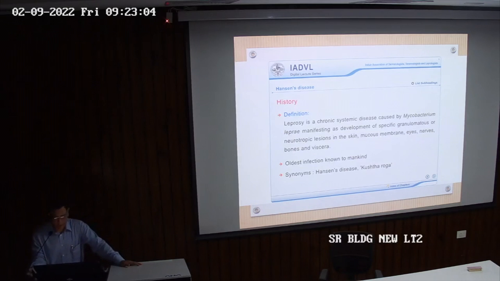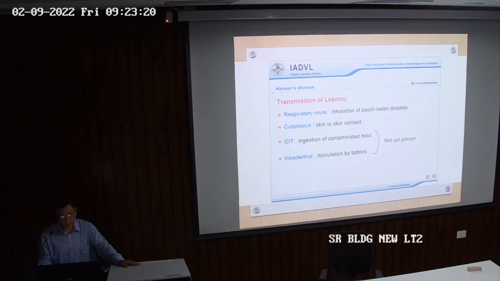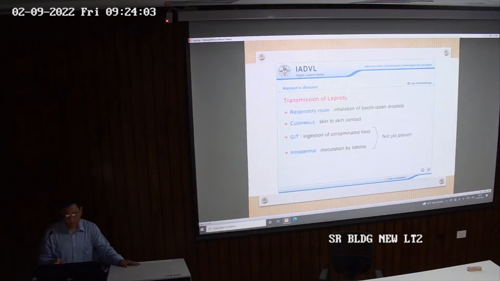So oldest infection known to mankind, and the synonyms are Hansen's disease, which is the most used term nowadays, and our Indian system calls it Kusht Rog. So Kusht Rog was, as everybody knows, known by the name of Kusht Rog. Transmission of leprosy. So transmission of leprosy, everybody knows, is through the respiratory route. This is the commonest route which leads to transmission of the lepra bacilli. Inhalation of the bacilli-laden droplets is the commonest.